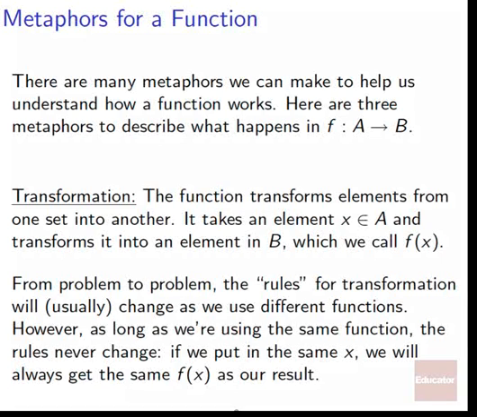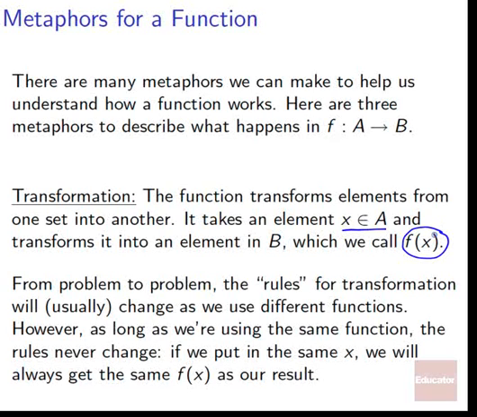There's a lot of metaphors that we can use to help us understand what's going on in a function. Here are 3 metaphors to help us understand what happens when f takes things from a and goes to b. Our first idea is transformation. The function transforms elements from one set into another. It takes an element x in a, and then it transforms it into an element in b, which we call f of x, or f acting on x. F of x is what it has been transformed into. That's what it is after the transformation.